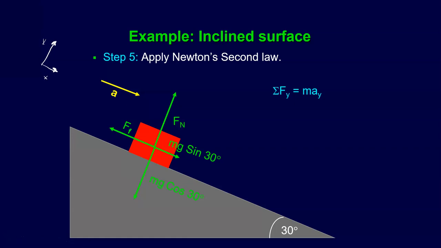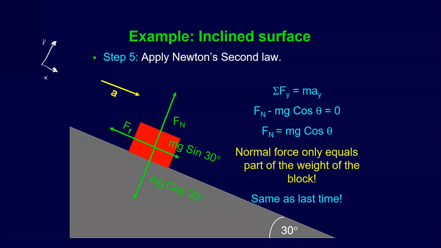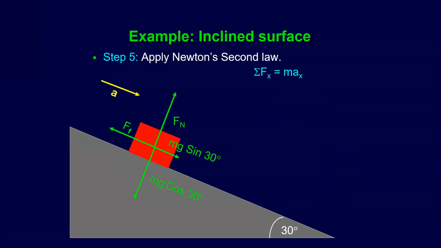And so apply Newton's second law in the y direction. Last time we did it, we didn't really use it. We're going to use it this time, but it's the same thing. The same two forces. Friction doesn't affect this one. The normal force is mg cosine theta. Again, the normal force only equals part of the weight of the block. Now, in the x direction, we've got two forces. So mg sine theta is in the positive x direction. So again, our typical xy axis. So this is the positive force, this is the negative force, equals ma.